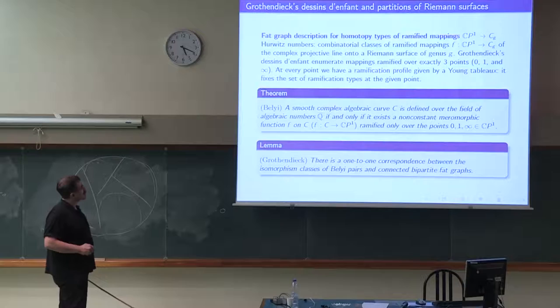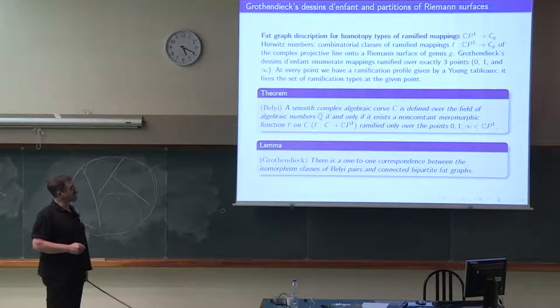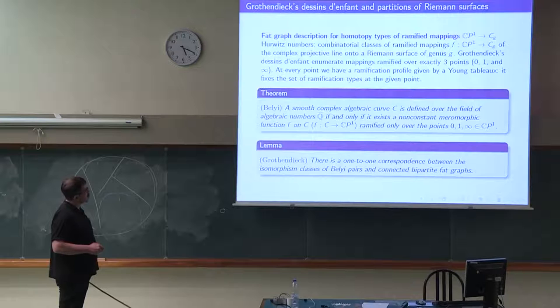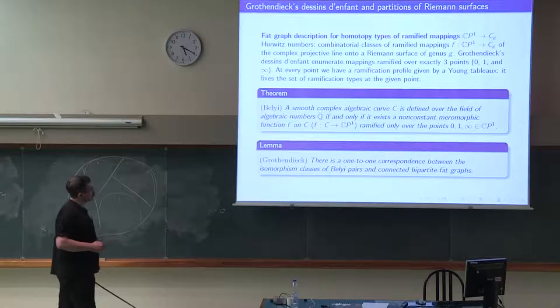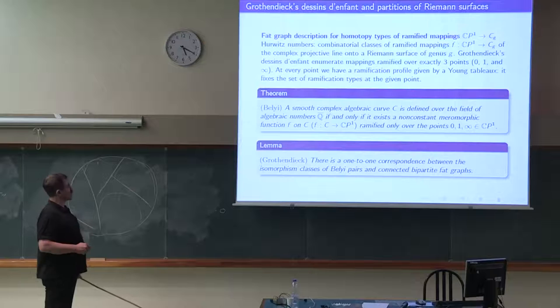and actually, the devil is in the details, so all depends on what is the pattern of ramification that we allow in the picture. So, for instance, in Grothendieck's case, we consider mappings that are ramified on the complex plane over exactly three points, which are chosen optionally to be 0, 1, and infinity. But at every point, we have, in principle, a rather complex ramification profile described by a Young tableau. Well, there will be examples later.